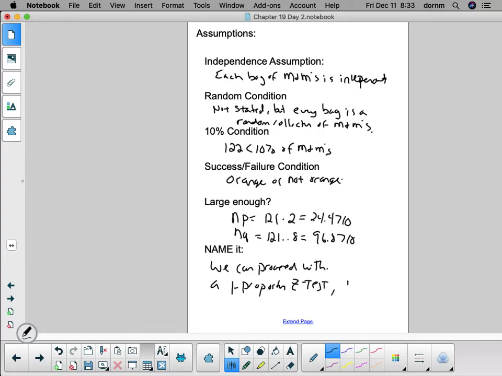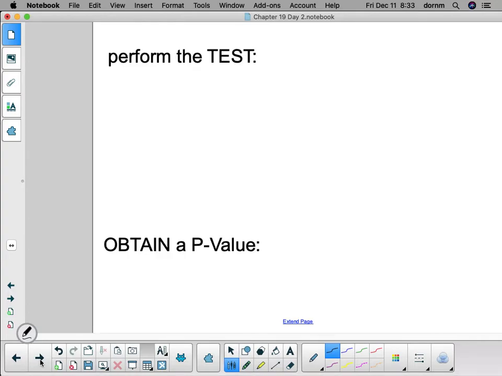Alpha equals, we're just going to use our 0.05 again. That part should be one of the easier parts because we're kind of used to doing those steps. Maybe naming it's a little bit different, but that's okay. Now we perform the test. So what's the first thing we're going to calculate here?